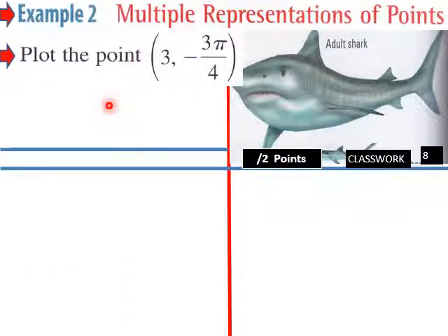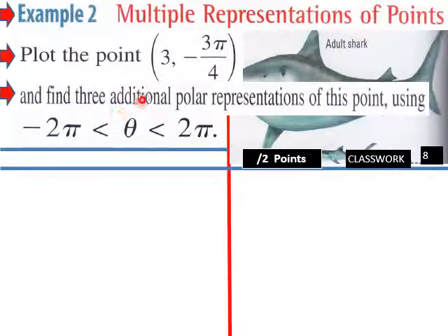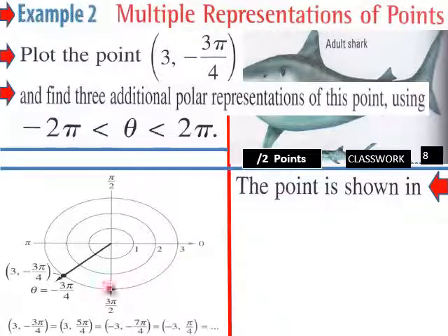Multiple representations of points. Plot the point (3, −3π/4), and then find 3 additional polar representations of this point using −2π < θ < 2π. The point is shown here. Here is our 3 and then −3π/4, which would be here. So we're going in this direction here. This would be −3π/4. And then 3 would be like 3 orbits out, I guess is one way that you could describe it.